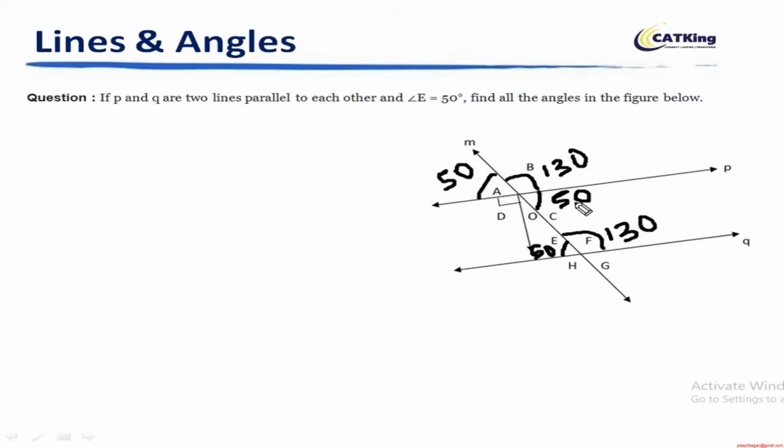Interior angles are supplementary in nature, and also it forms a linear pair. So anyway you can find the value of angle F, then this angle will be 50 degrees, vertically opposite to angle E, and this will be 130, vertically opposite to angle F. Right? We know the value of this angle by corresponding angles property. If this is 130, this will also be 130.